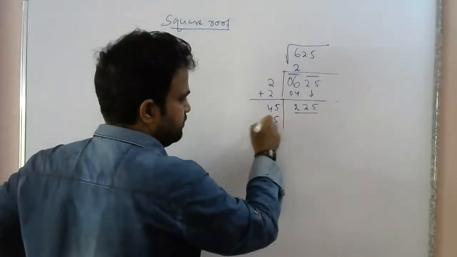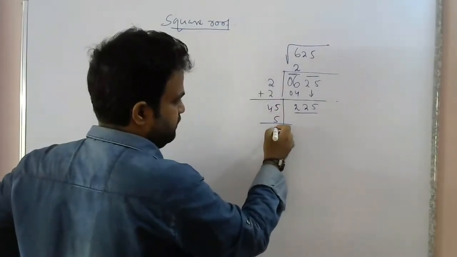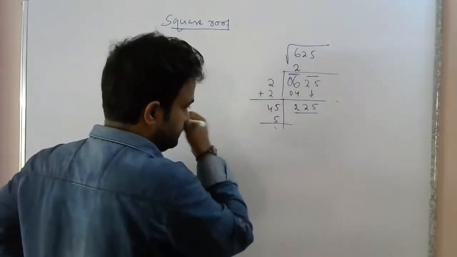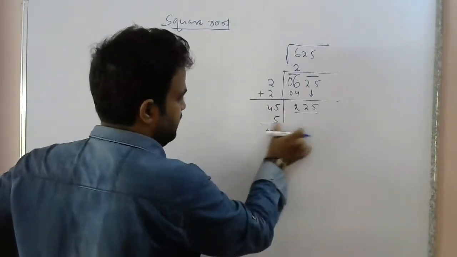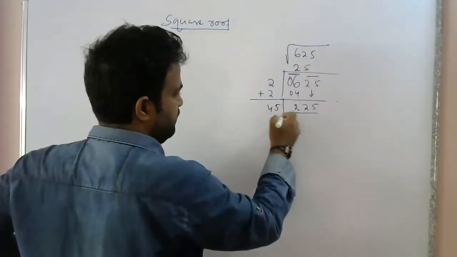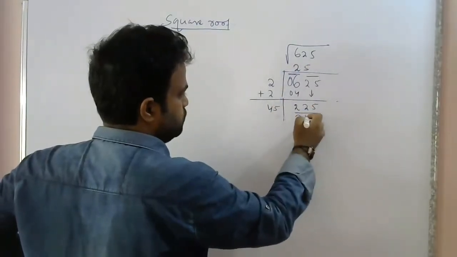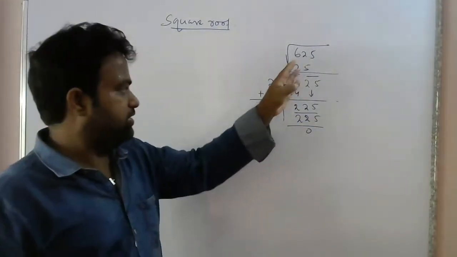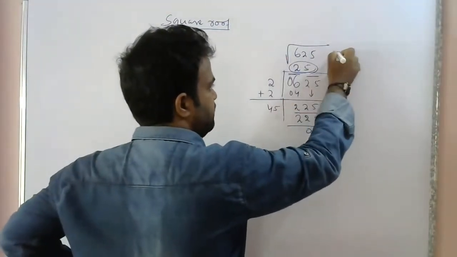If I write 5, then 5 times 5 is 25, and 5 times 40 is 200, so 225. So I can write 45 times 5. Here I'll write 5, and in the quotient also 5. So 225 minus 225, 0 remaining. This is the end of the story. So the square root of 625 is 25.